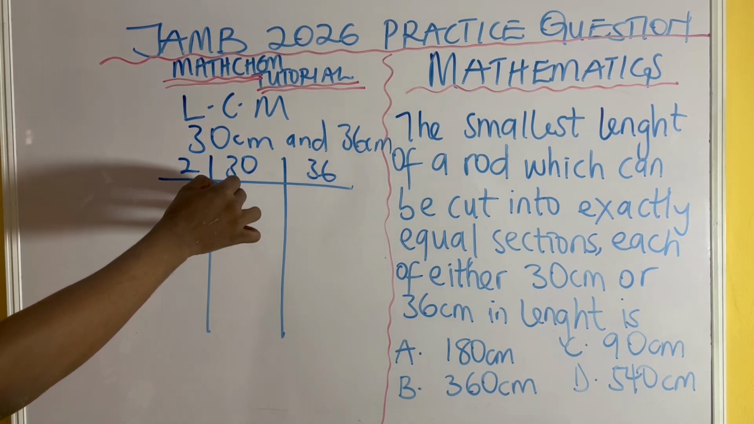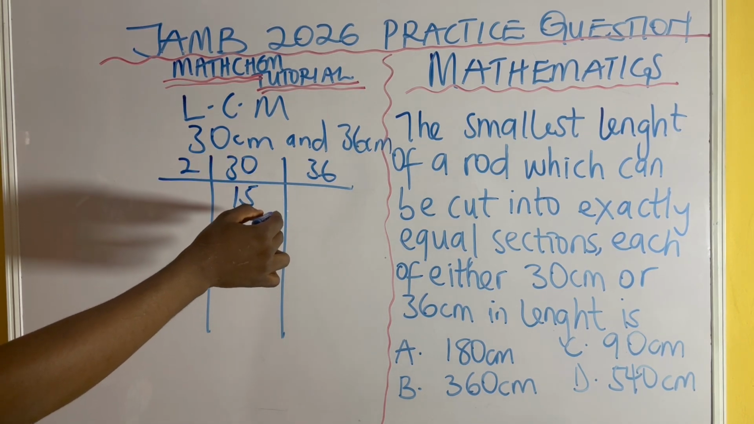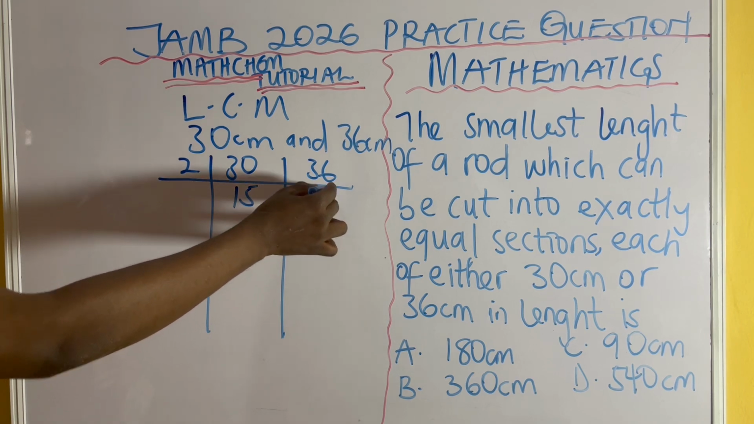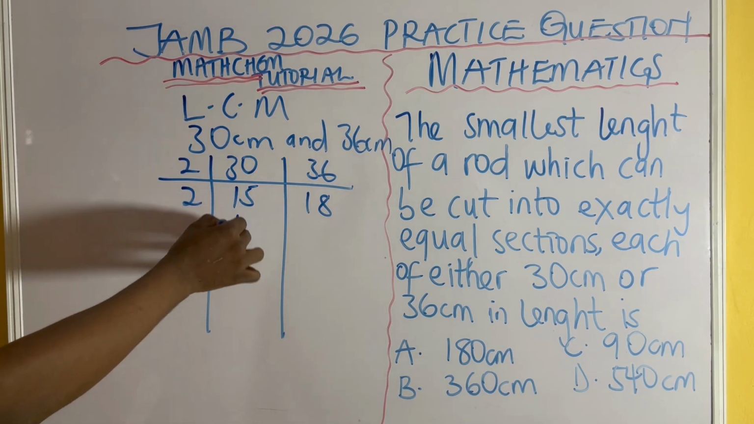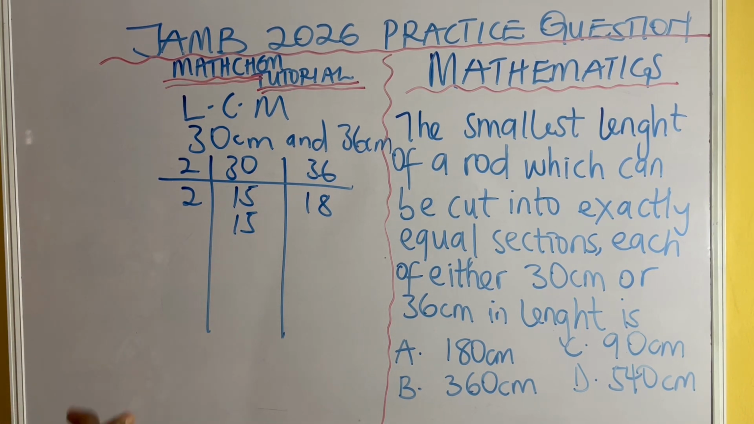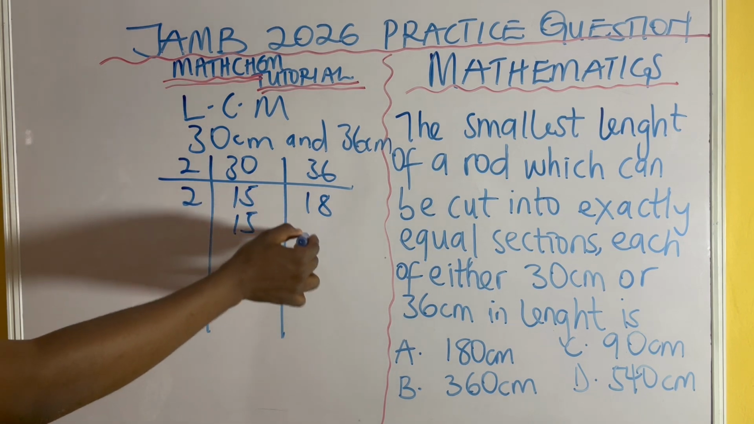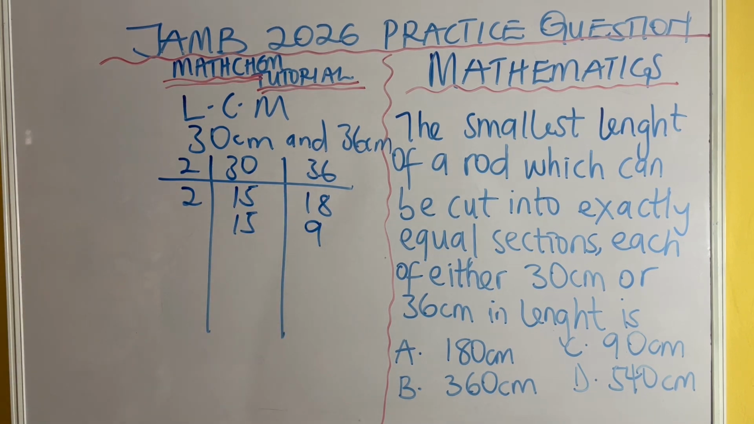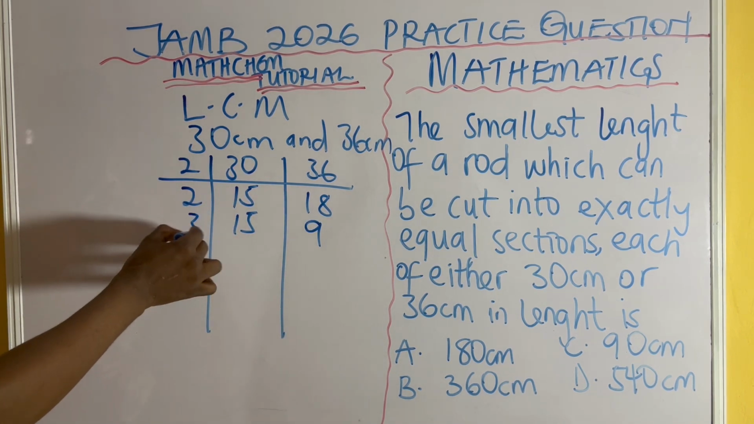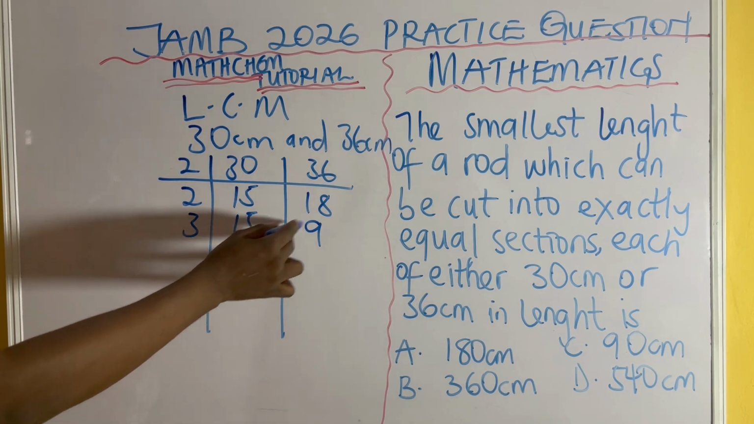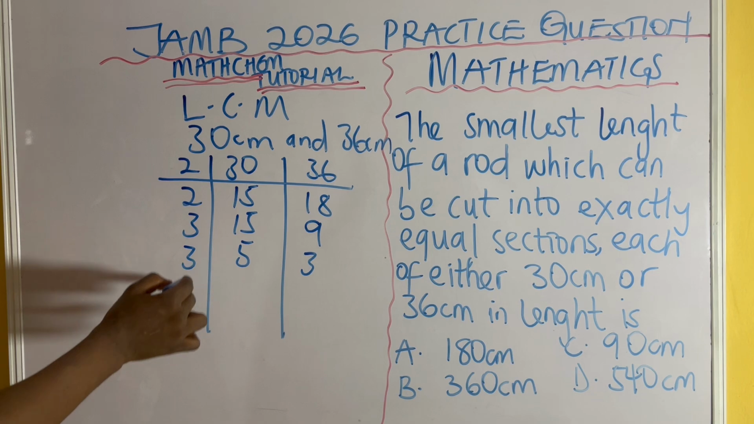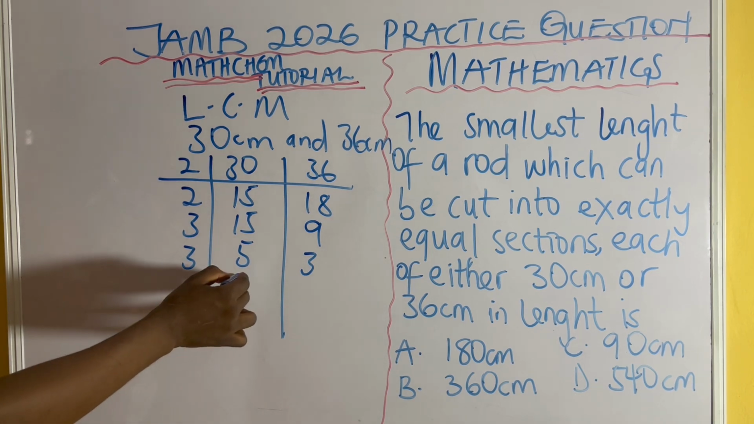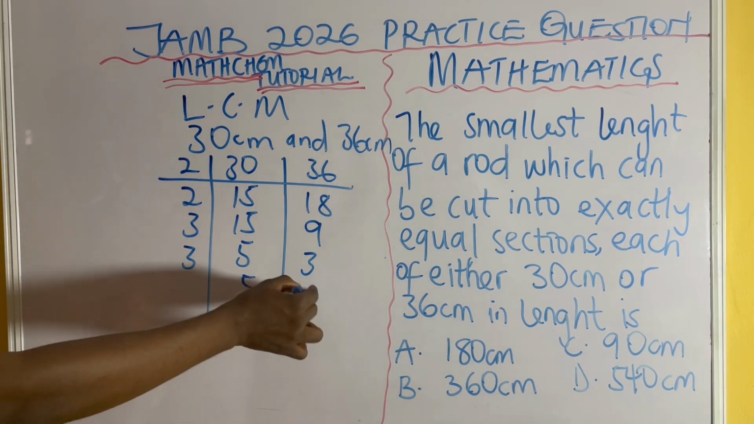2 into 30 is 15, and 2 into 36 is 18. Then we use 2 again. 2 in 15 is still 15 because 2 cannot go into 15, so you write 15 there. Then 2 in 18 is 9. What can go again? That's going to be 3. 3 in 15 is 5, and 3 in 9 is 3. Then we use 3 again. 3 in 5 is not possible, so you repeat the 5 here. Then 3 in 3 is 1.